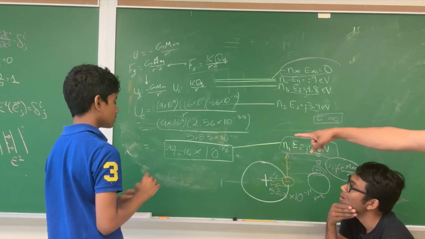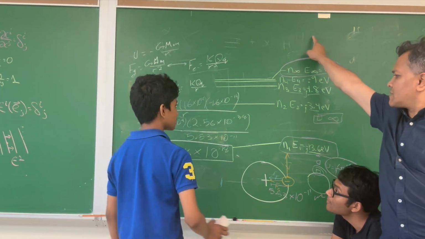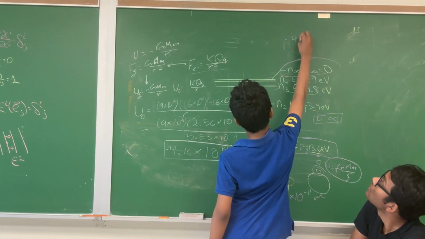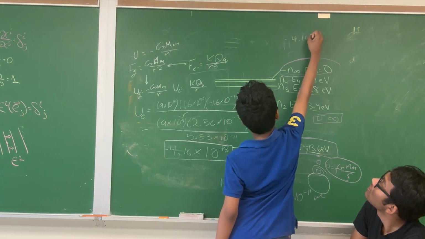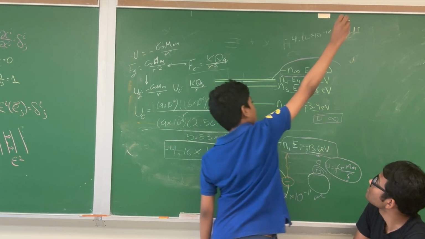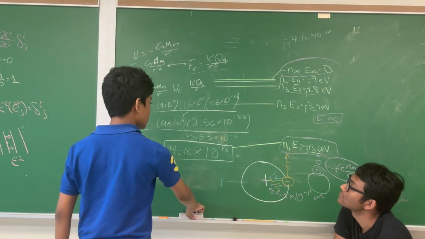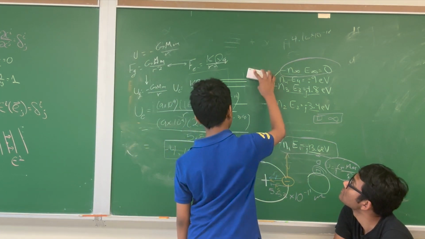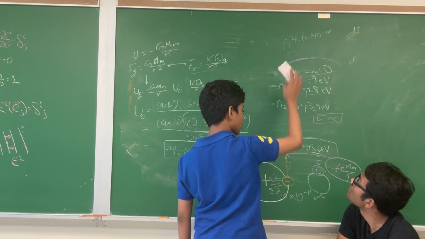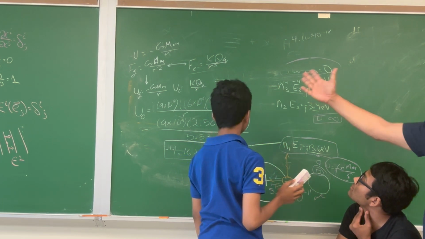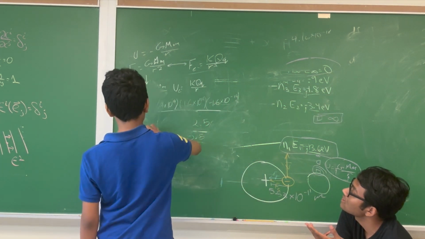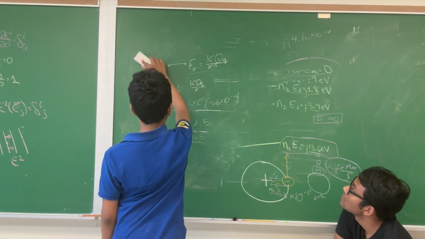So can you copy that and put it over here so we don't forget? Negative 4.16. All right, erase it. Now find the kinetic energy. Start with Coulomb's law. Kinetic energy is always positive.